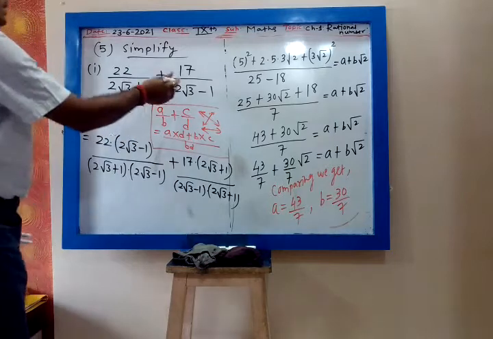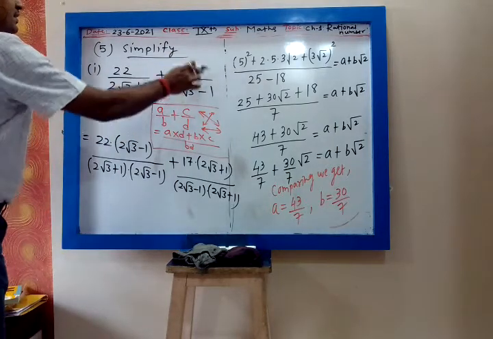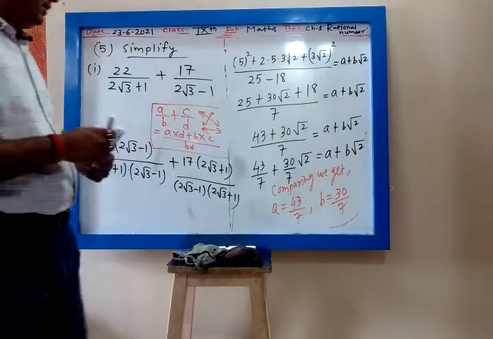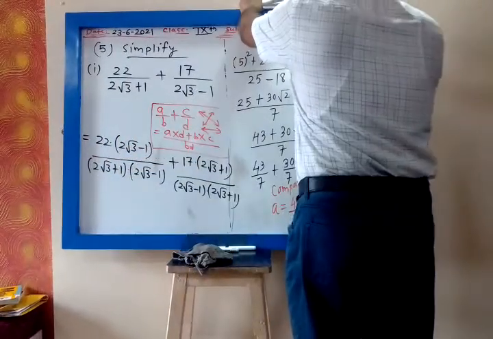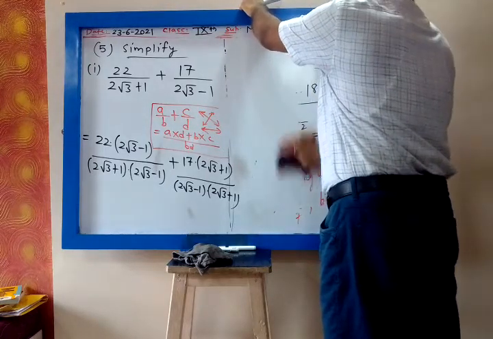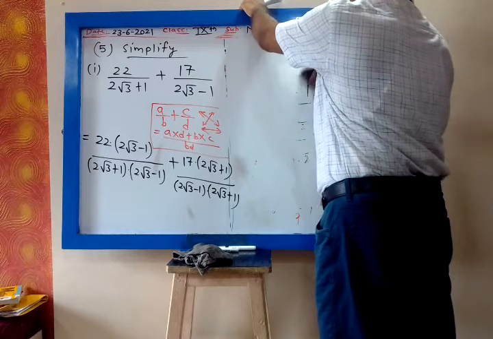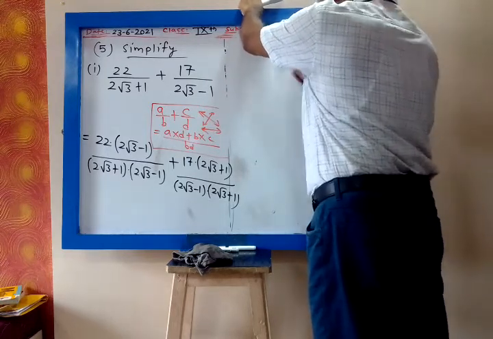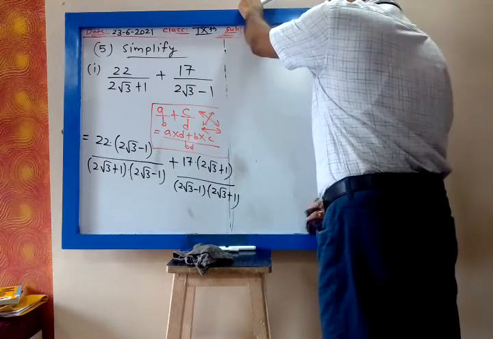Rationalize the denominator of each and simplify each one of them separately. The other method is you cross multiply and simplify. Whenever there are two terms, you rationalize the denominator of each term and simplify. If there are more than two terms, rationalize the denominator of each and simplify, that's all.